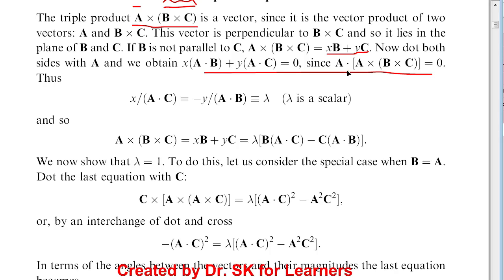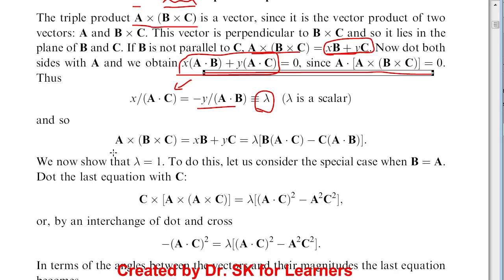You know, this is a 0, so that means the cross product was written earlier like this. So now if you are multiplying A dot here, you can write this term like this: x and y are scalar quantities, so they can be taken out of the bracket, and the dot product can be taken inside, and this term equals 0. So you know that from here, x divided by A dot C equals minus y divided by A dot B, and these are scalar quantities, so lambda can be assumed as the result of this thing.